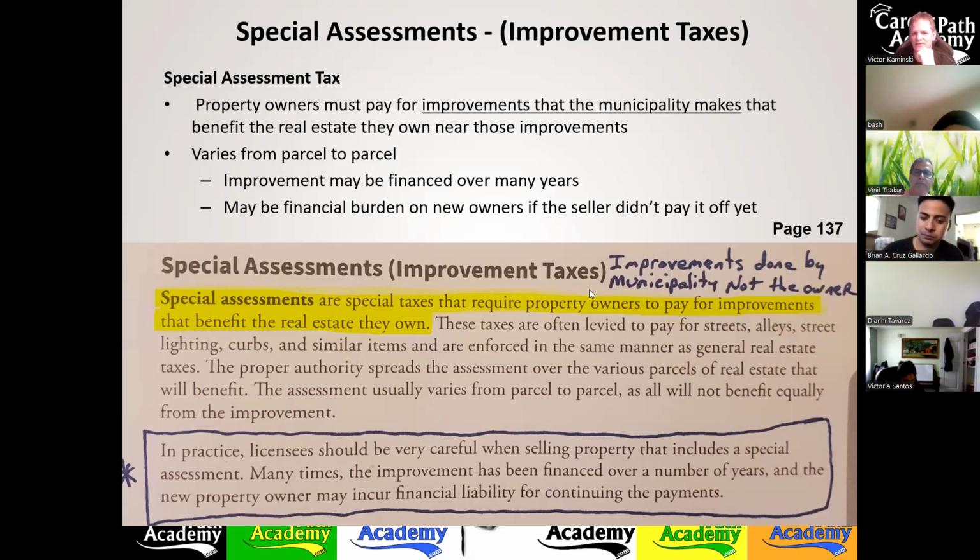Okay, everybody got these highlights and wrote those things down? Yes. So the special assessment, I'm sorry?